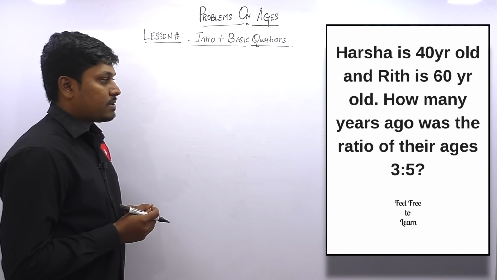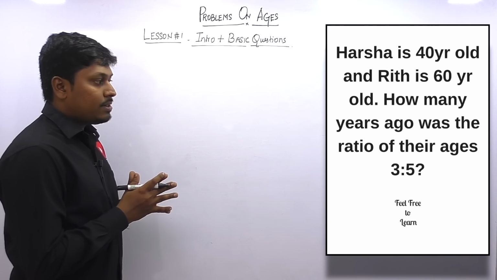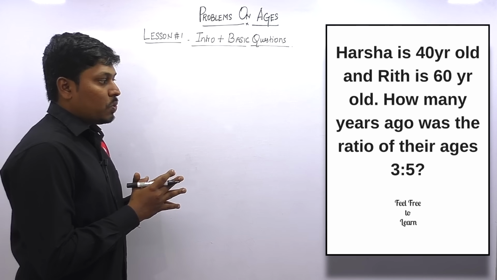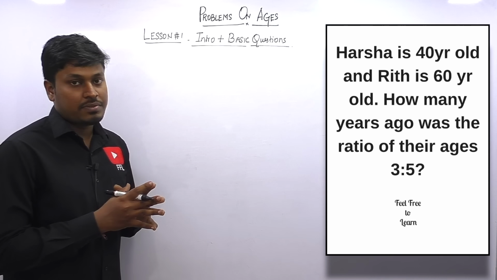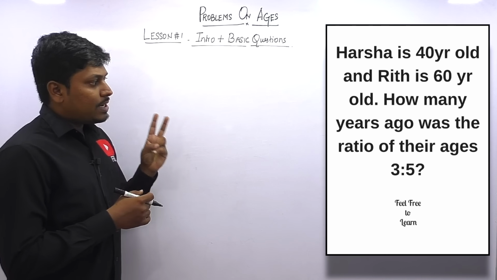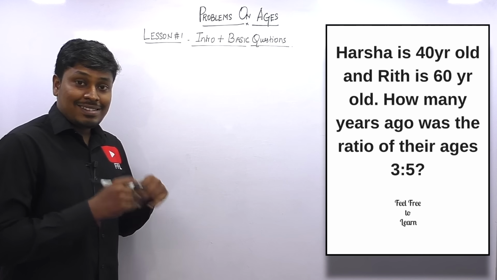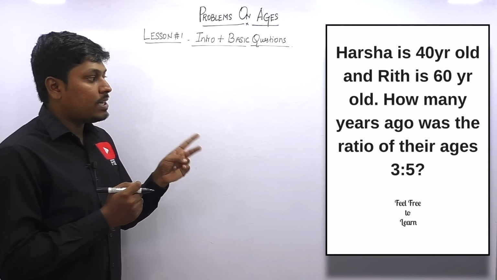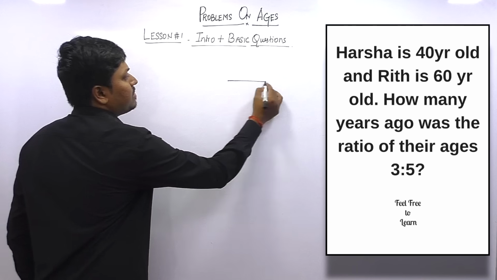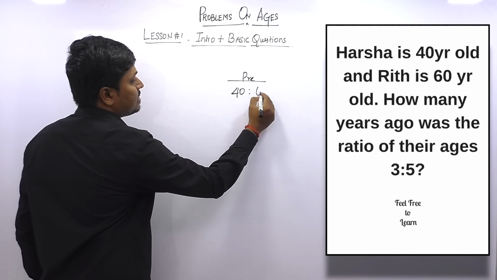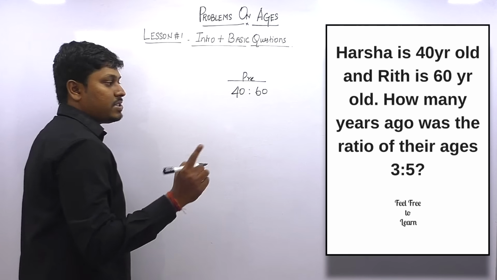Question number 6. Arsha is 40 years old and Rith is 60 years old. How many years ago was their age in the ratio 3:5? So listen here, they are talking about two persons, Arsha and Ritish, right? And the two persons' ages are directly given. Their ages will be 40 years and 60 years. So let me assume this as the present age. So the present ages are given, that is 40 years and 60 years.